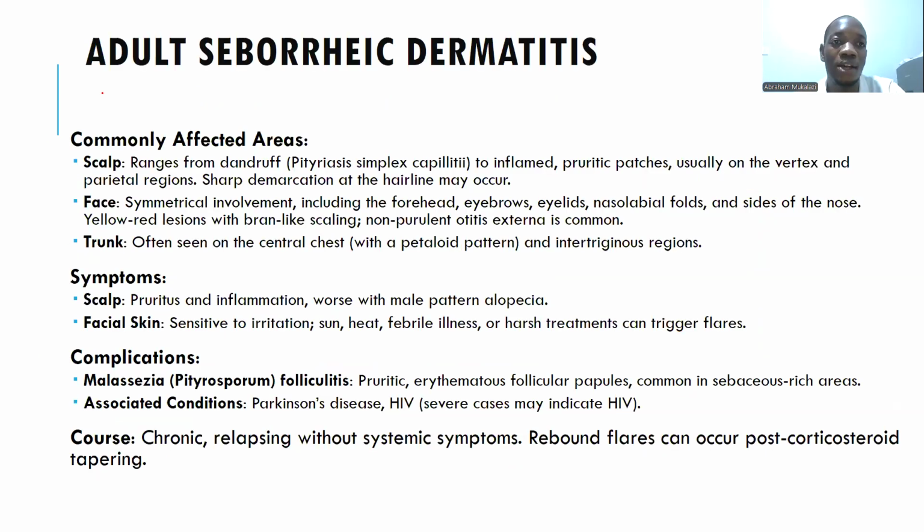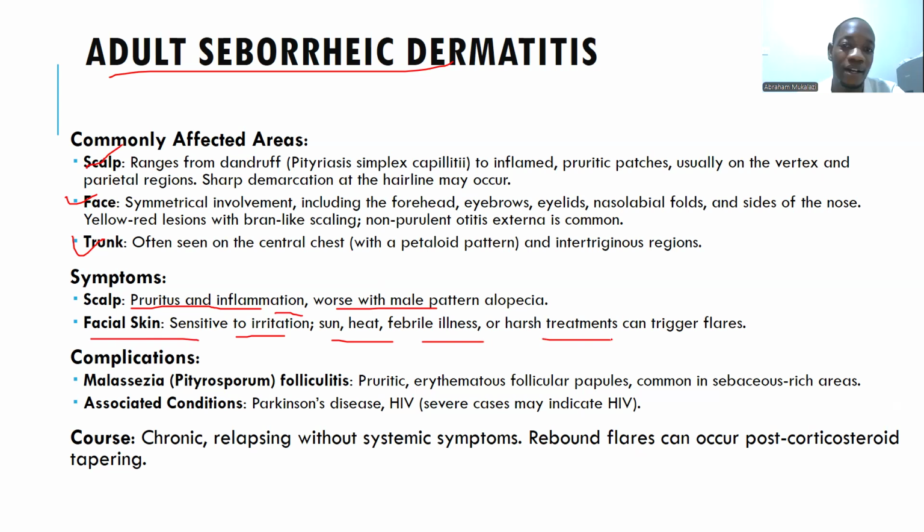So when you go to the adult type of seborrheic dermatitis, it is commonly seen on the scalp, on the face, and then also on the trunk. And these are the areas that have a lot of sebum production. If it is the scalp, sometimes patients can have pruritus and inflammation. Oftentimes it is worse in males, and it can also present with alopecia. The skin can also be a little bit more sensitive, and flares can be triggered by sun exposure or heat, febrile illness, or any harsh treatment.